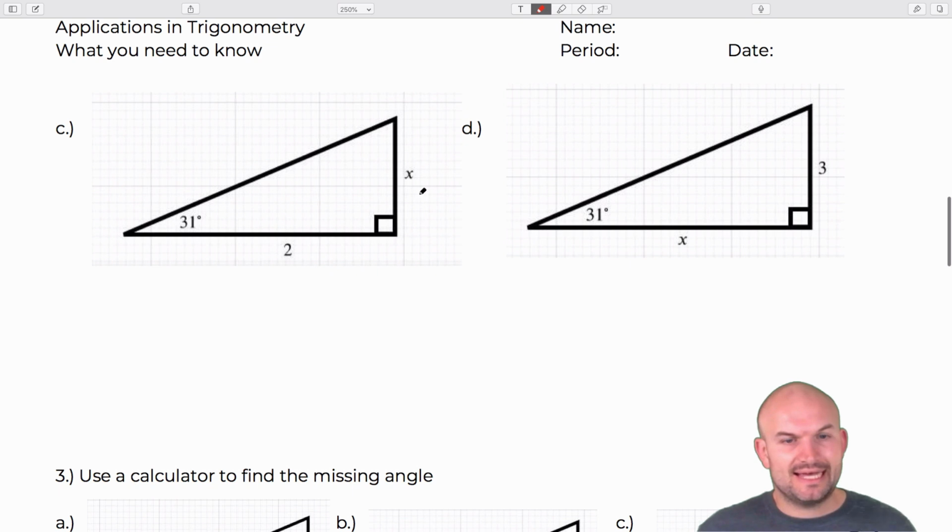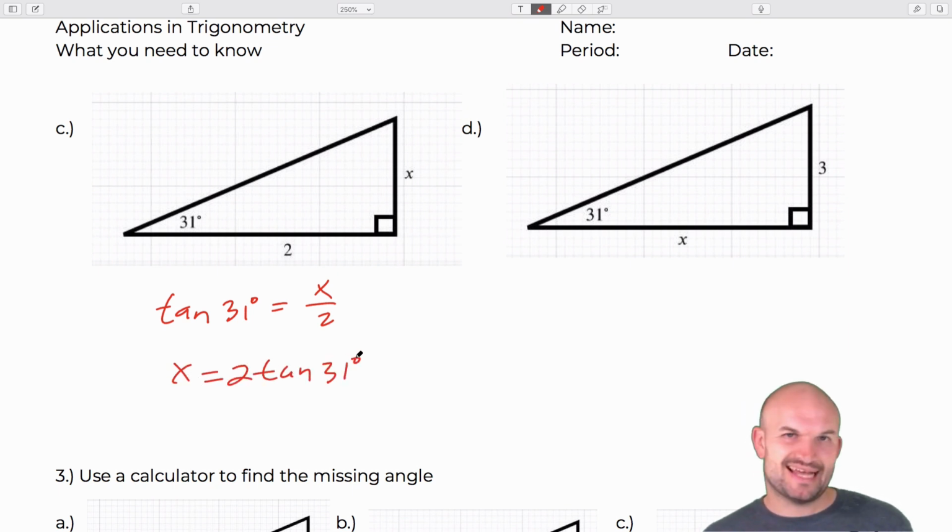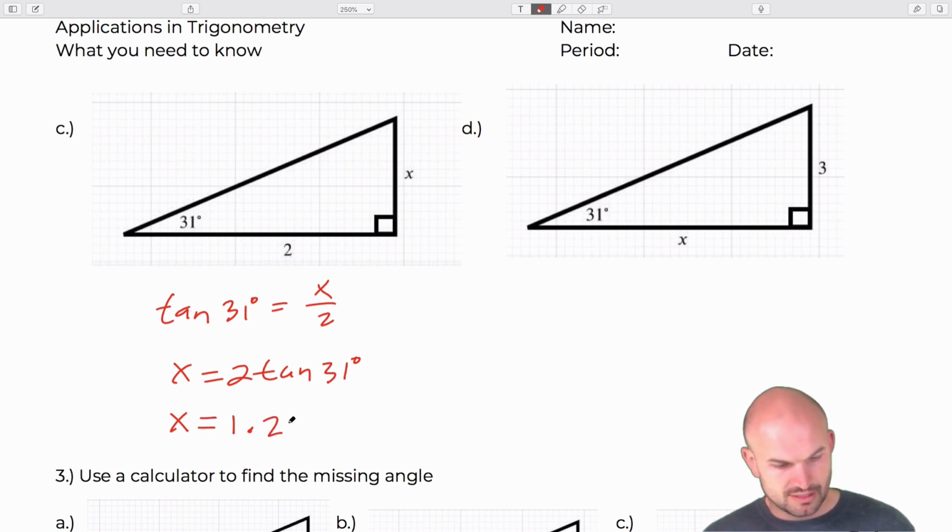All right, the next one, now we can see we have the opposite over the adjacent. So we can just write tangent of 31 degrees equals x over 2. And hopefully we start to get really good at this. We don't need to show our work. We say, oh, okay, x is equal to 2 tangent of 31 degrees. And that's just what we're going to plug into our calculator. So 2 tangent of 31. And that ratio is going to be 1.2.